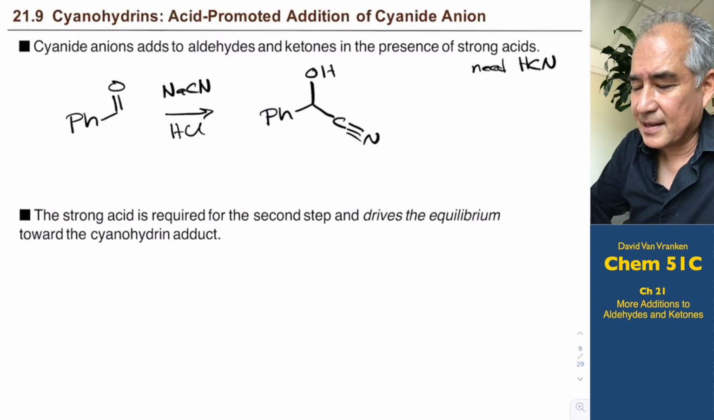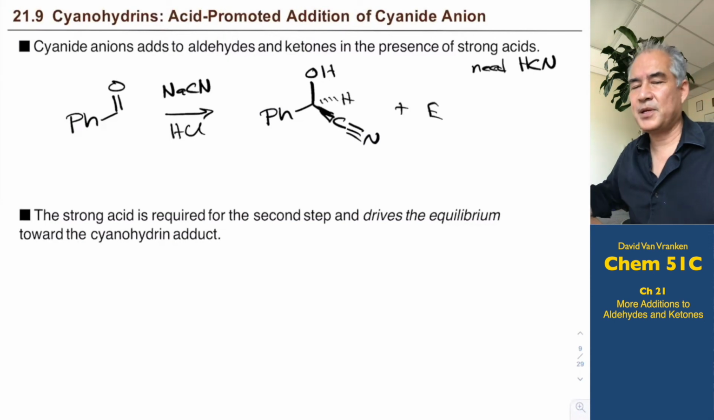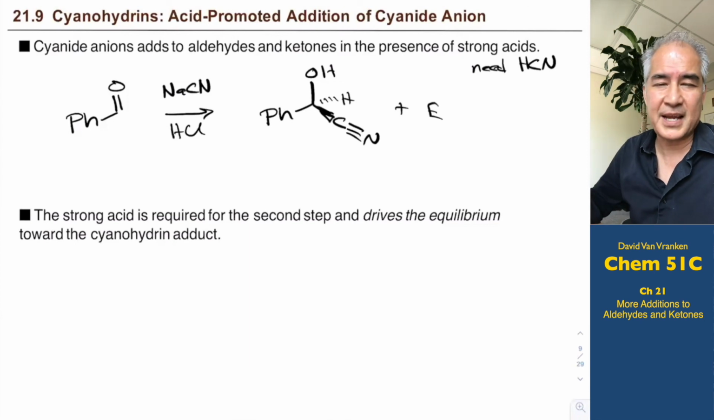Now, in this particular case, you have to note the fact that we've created a new stereogenic center. And so I'm going to draw one of the two possible stereoisomers here, because I expect you to acknowledge whenever you form a new stereogenic center that wasn't there before. You have no control over that, so you're going to get both enantiomers. And so just make sure you acknowledge that.